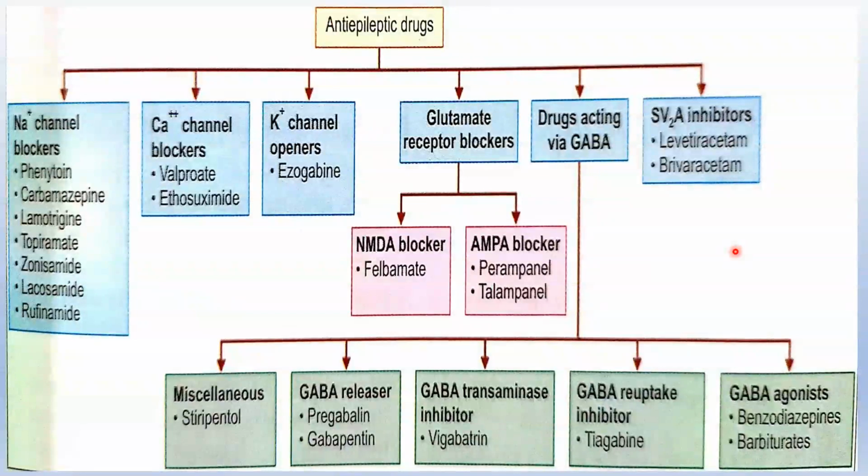The same in a flow chart, where sodium channel blockers, calcium channel blockers, and potassium channel blockers are a newer addition. Best example for them is ezogabine. Glutamate blockers, which act on glutamate receptors, include NMDA blocker like felbamate or AMPA blocker like talampanel. Drugs acting via GABA may include many drugs, but of all those, GABA releasers are pregabalin and gabapentin, GABA transaminase inhibitor is vigabatrin, GABA reuptake inhibitor is tiagabine, GABA agonists are benzodiazepines and barbiturates. SV2A inhibitor is levetiracetam.